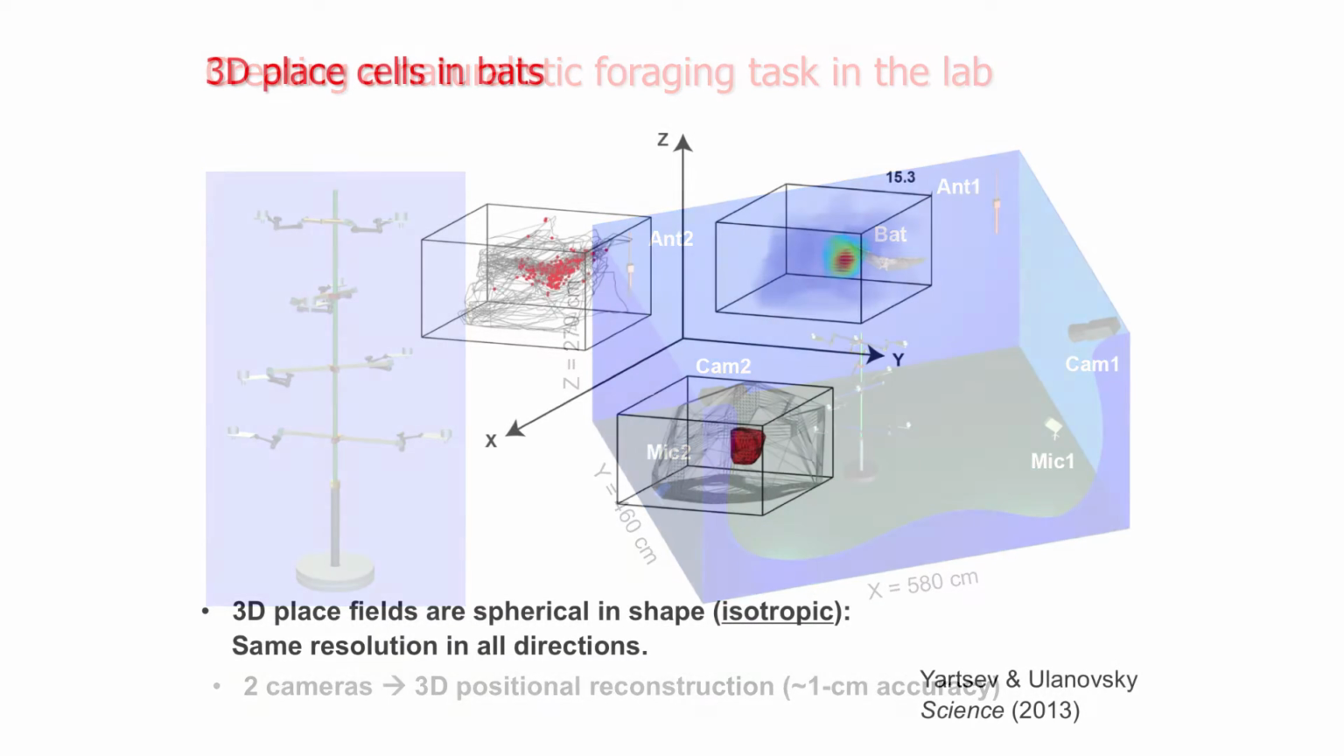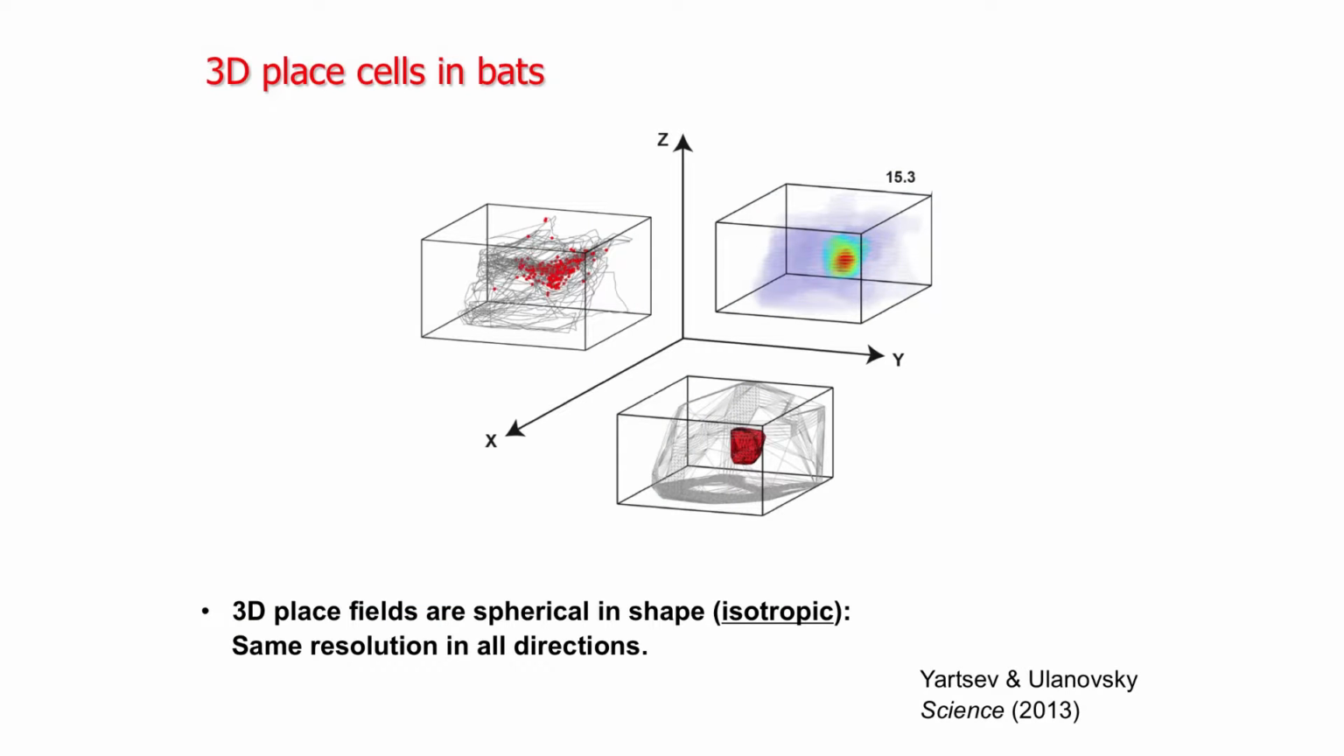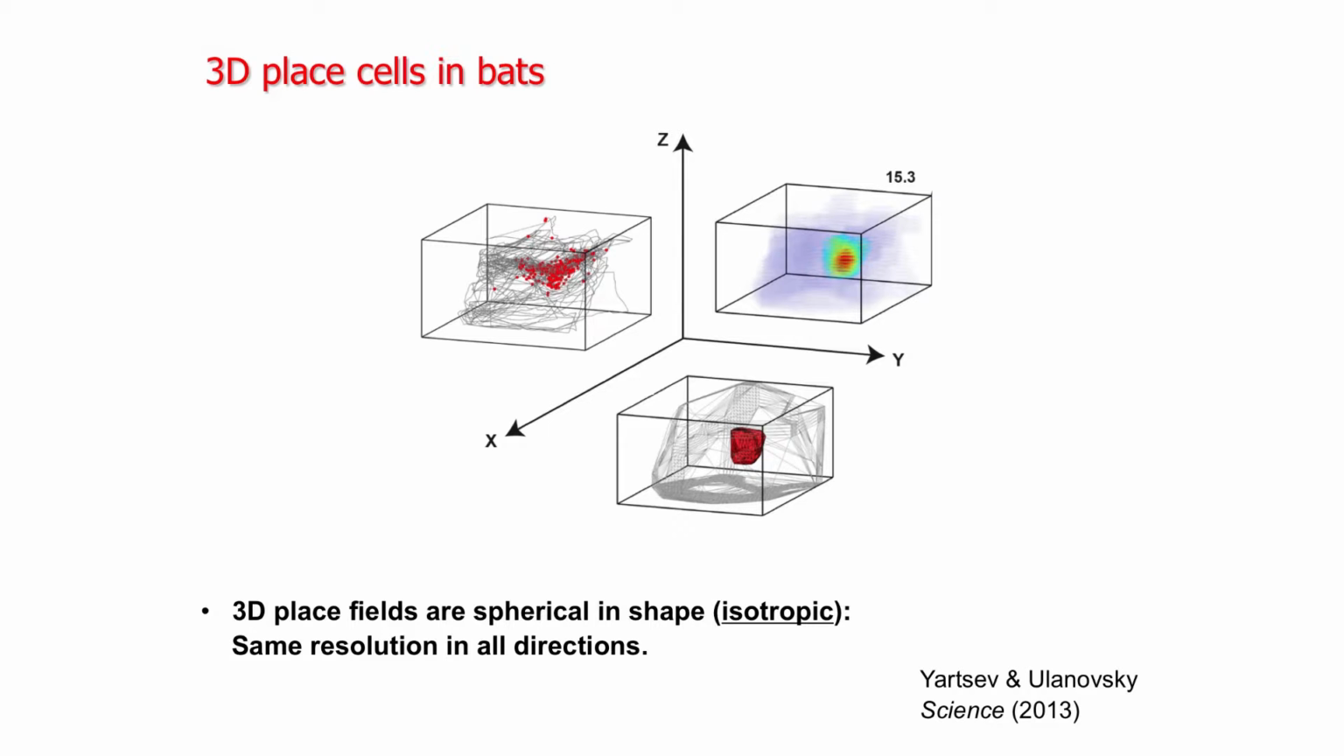And then we see cells like that. This is an example neuron that fires in a limited region of 3-dimensional space. Whenever the animal flies through a volume that's roughly spherical, in this case roughly 1 meter in diameter, the neuron fires. And we found that for 91% of the cells, this was not significantly different from a sphere, meaning that there's the same resolution in the X, Y, and Z dimensions. So 3D place fields are spherical in shape, or isotropic.